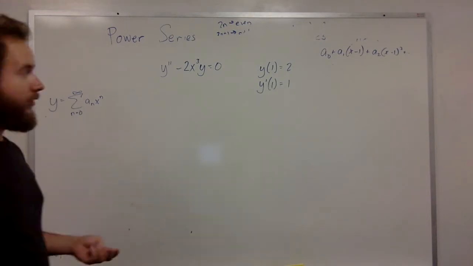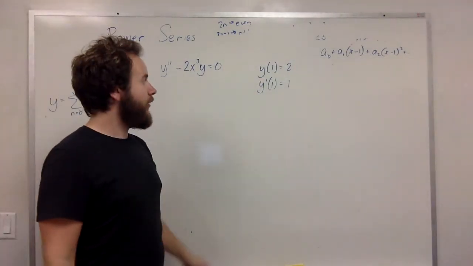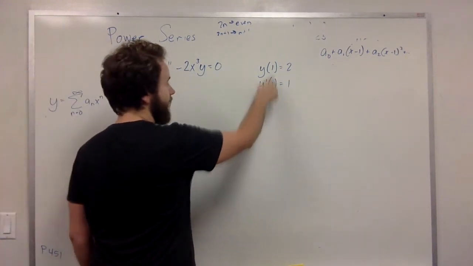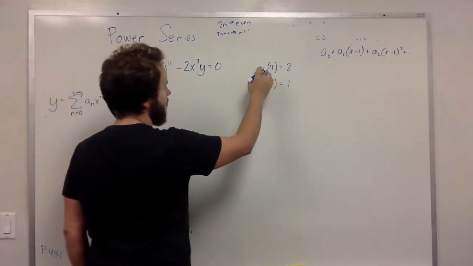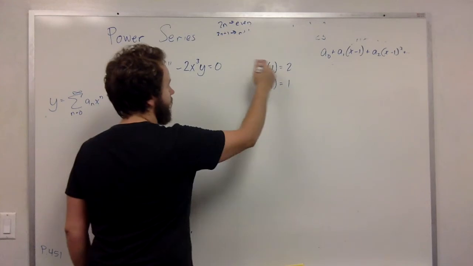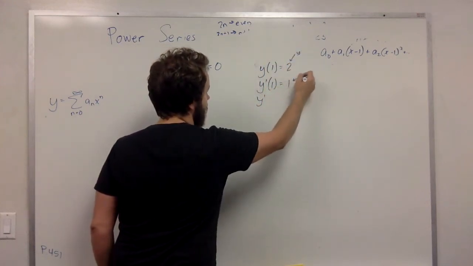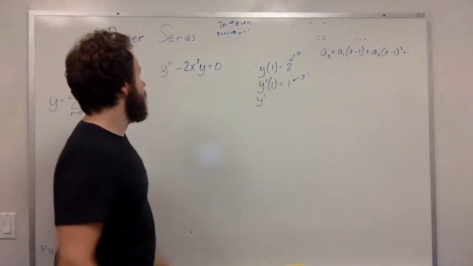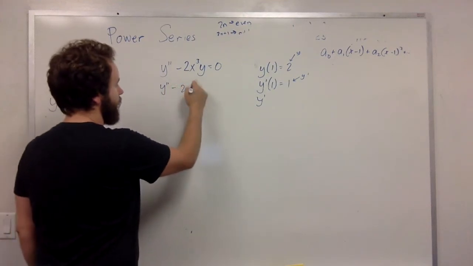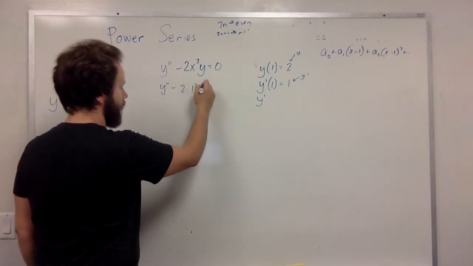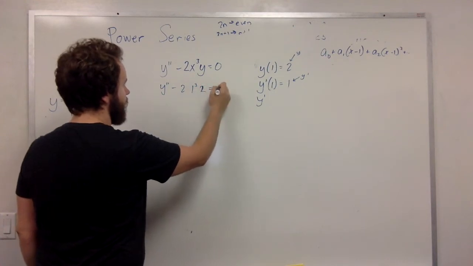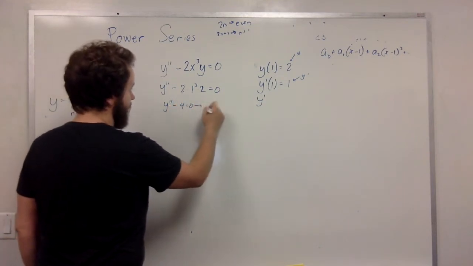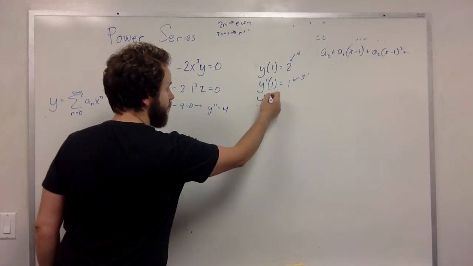Okay, so we want the first four non-zero terms. We already have 2, right? We get these for free, so that's nice. We're going to be using this guy right here. So this is y, this is y prime, right? So I'm going to plug in 1 for x. Notice, where's our power series centered here? 1. So we get y double prime minus 2 times 1 cubed times 2, I should say, equals 0, which means y double prime minus 4 equals 0, means y double prime is 4. Is that agreeable?